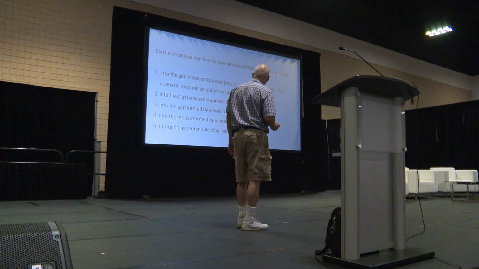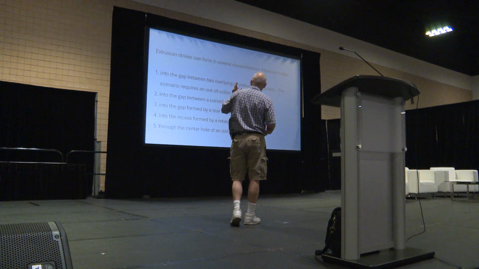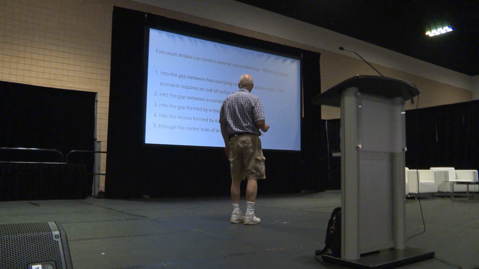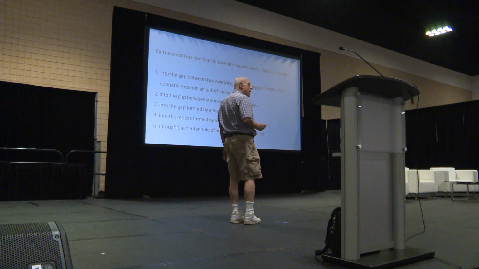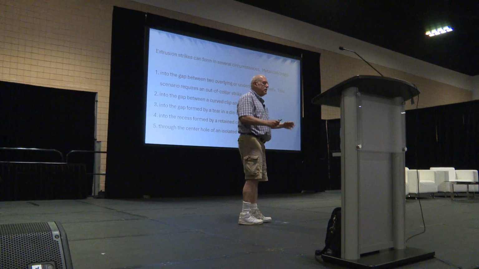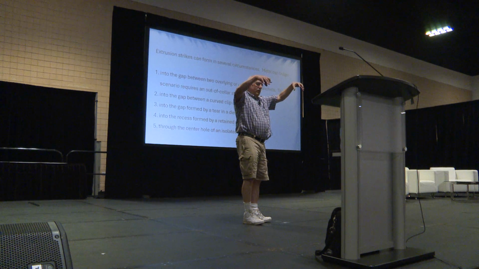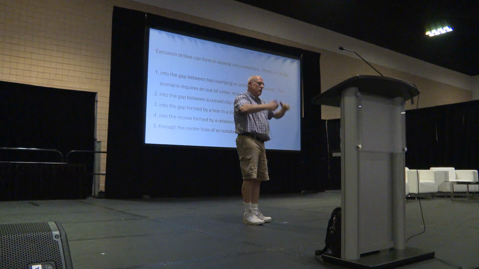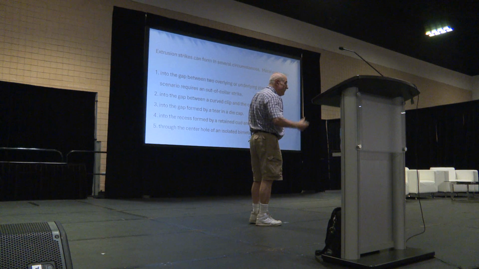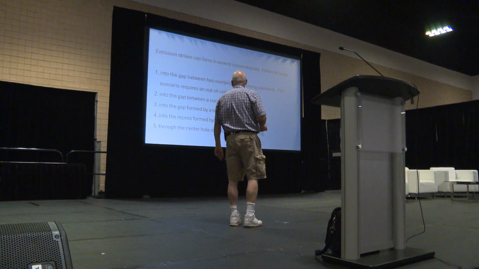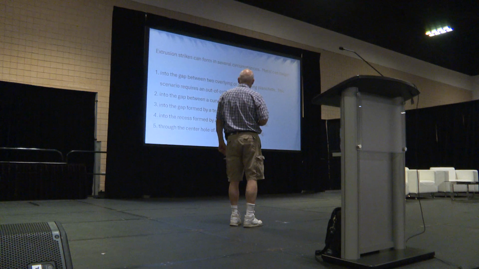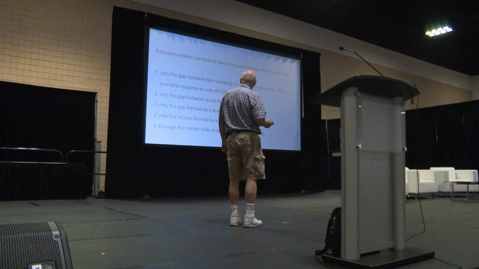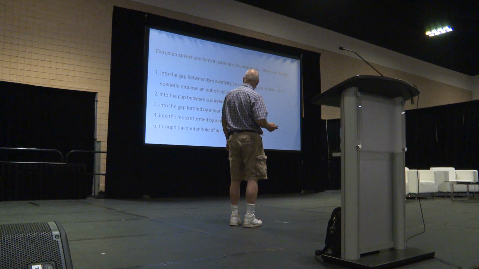Extrusion strikes can form in several circumstances. Metal can bulge into the gap between two overlying or underlying planchets. This scenario requires an out-of-collar strike. Basically, you have a planchet, two other discs on top with a gap between, and the metal is going to be forced up into that gap. Second scenario: metal can be forced into the gap between a curved clip and the collar. That's what I'm going to be illustrating in a moment.